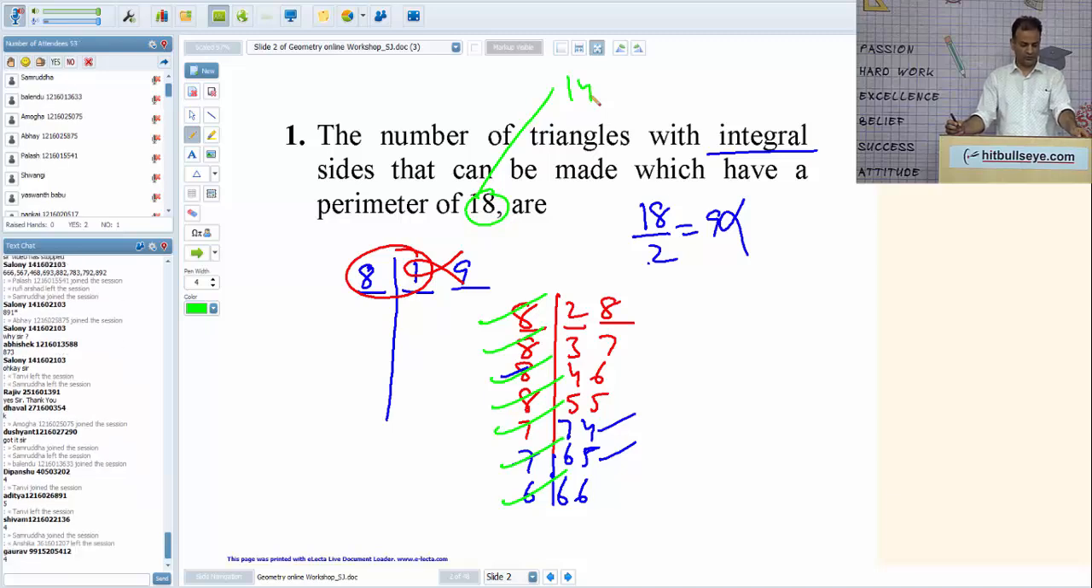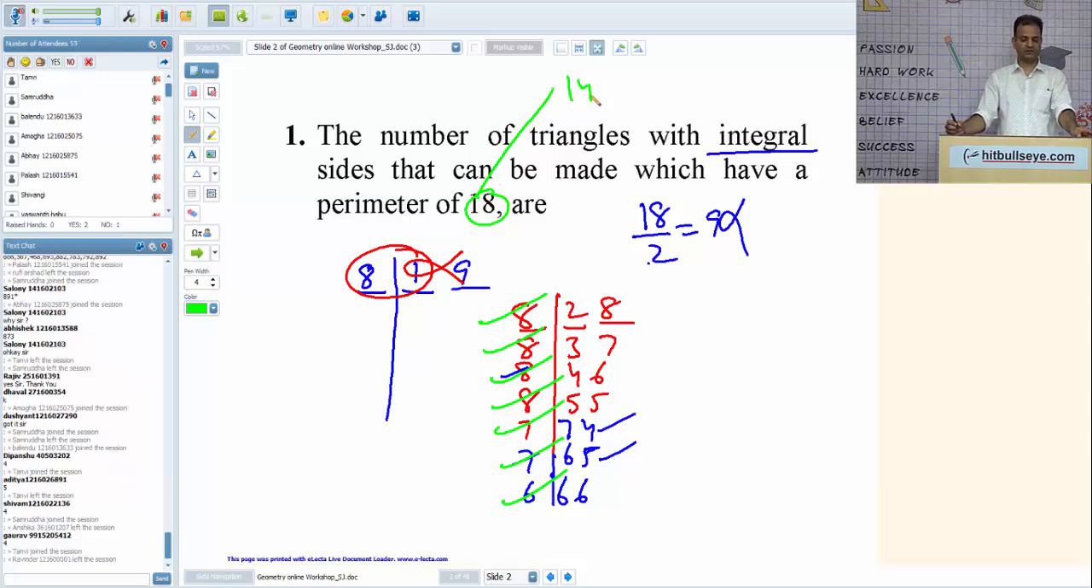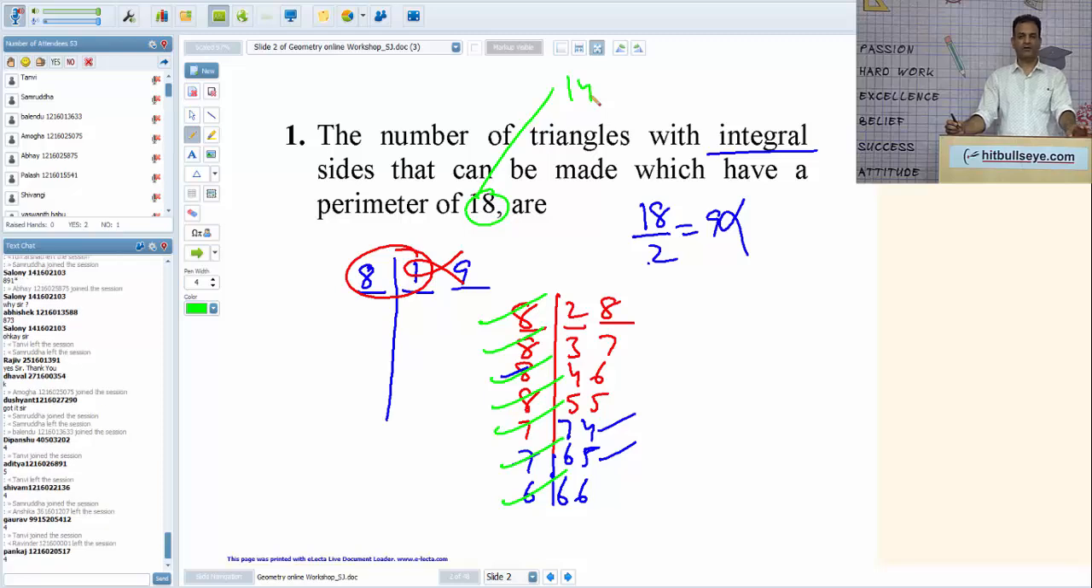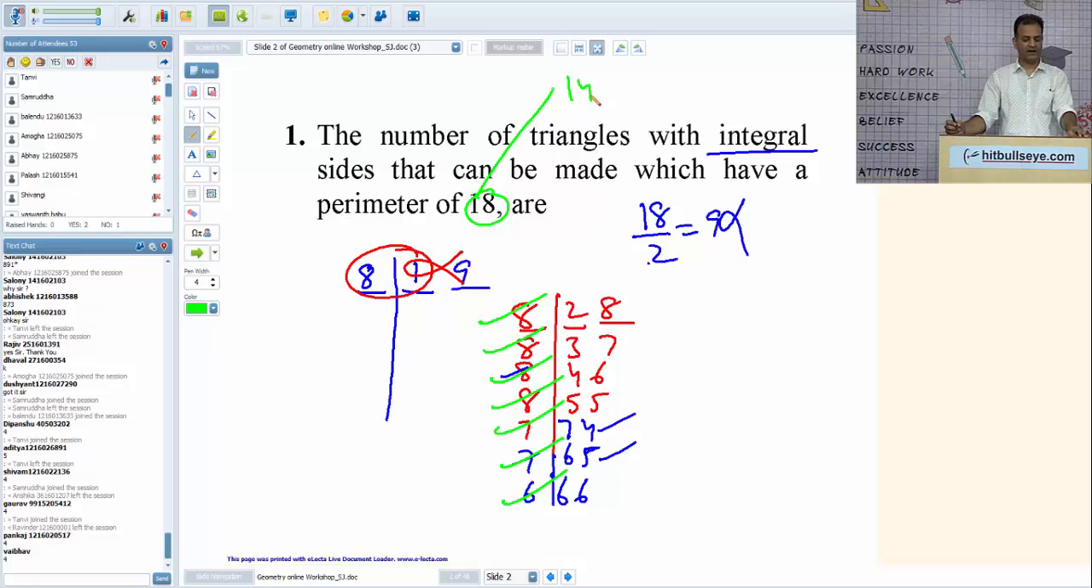Good. Gaurav, 4. If you are now clear about the concept, the sum of any two sides of the triangle should be greater than the third side. So the sum of two sides should be 8. You have to start with 8, and the third side will be 6. Yes, the answer is 4, friends.